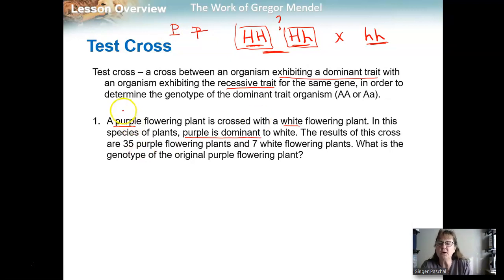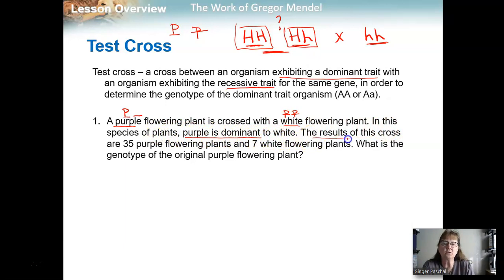somewhere. So I know I have a capital P plant, but I don't know what the second letter is because it could be capital, it could be lowercase. I know I have a white plant. Since it's white, I know I have two lowercase p's. There's our test cross. So in this species of plants, purple is dominant to white.